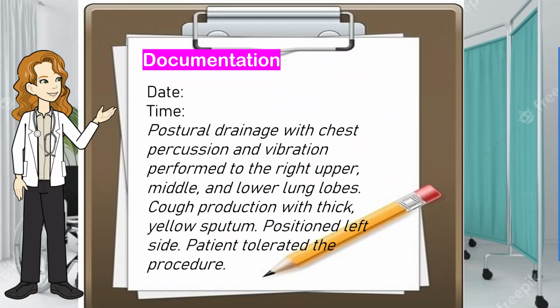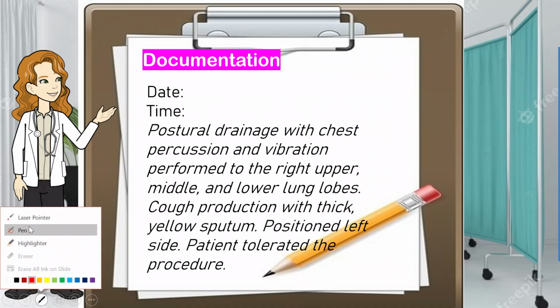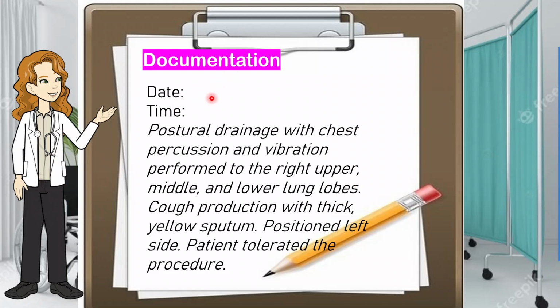So, okay, this is your sample documentation. You should write the date, for example, September 5, 2021, at 7 a.m. Postural drainage with chest percussion and vibration performed to the right upper, middle and lower lung lobes. Cough production with thick yellow sputum. Positioned left side. Patient tolerated the procedure. This is an example of your documentation.